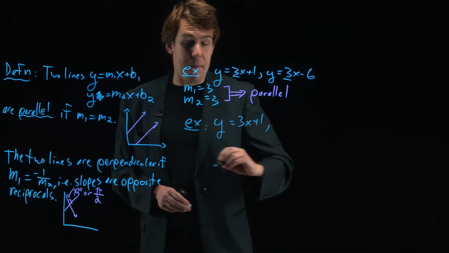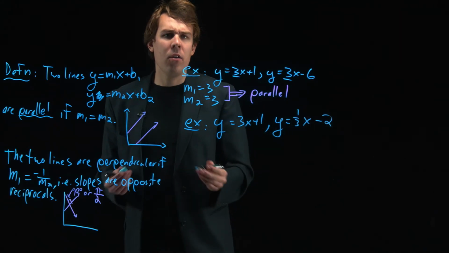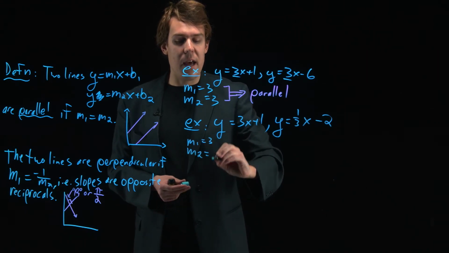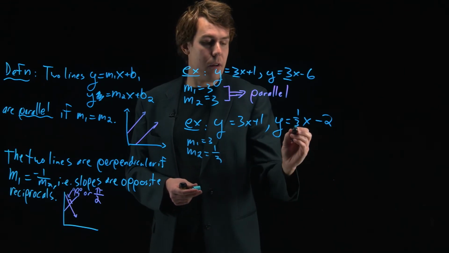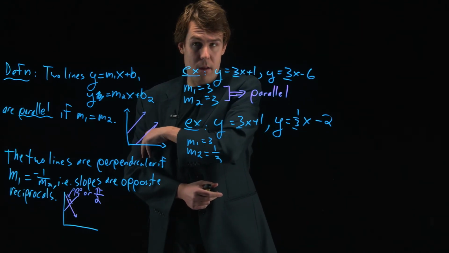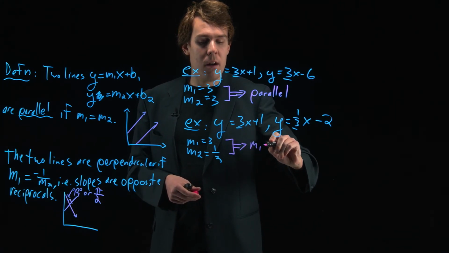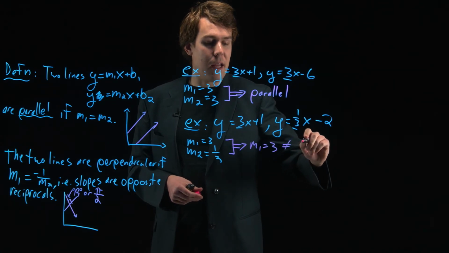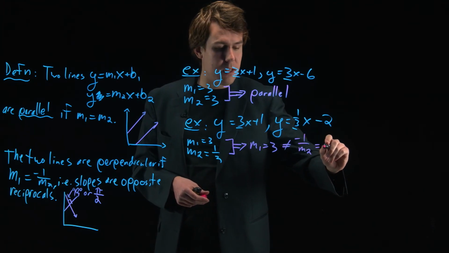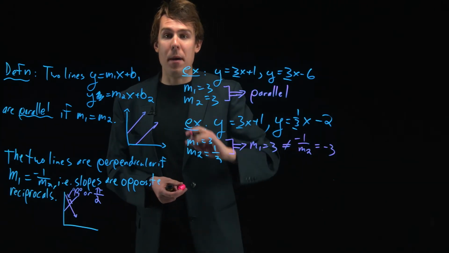We'll keep the first line the same, but we'll change the second one to 1/3 x minus 2. So how does this change things? Well, m1 is equal to 3 now, and m2 is equal to 1/3. So what can I say in this case? Well, they're not equal, so they're not parallel. Are they perpendicular? No, because m1 equals 3, which does not equal -1 over m2, which in this case is -3. So I'm off by a negative sign here. So they are neither perpendicular nor parallel.